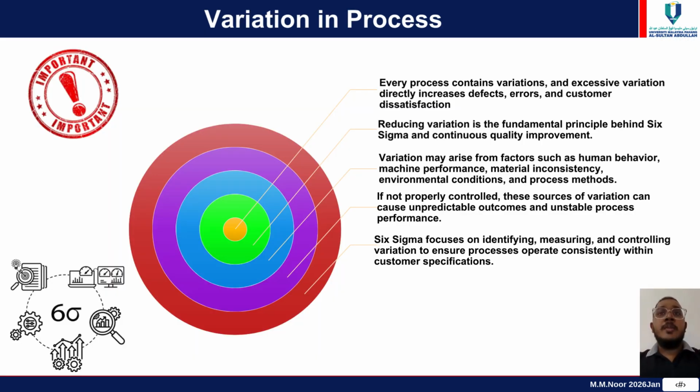Then, variation in process. Every process contains variation due to factors such as manpower, machines, materials, methods, and environment. If variation is not controlled, it leads to unpredictable outcomes and inconsistent performance. Six Sigma focuses on identifying, measuring, and controlling the sources of variation to ensure stable and reliable processes.